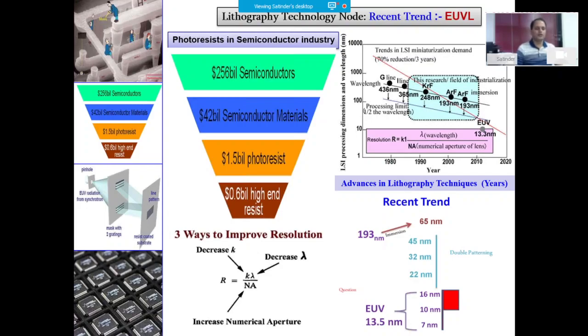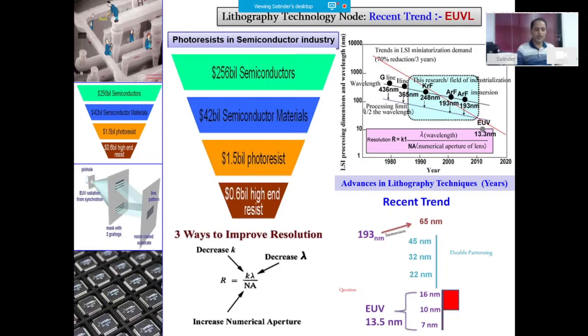Then what other option does this relation show? You can decrease k. k is basically a material parameter, and people have already worked on that to a great extent. There is only one next possibility to go for higher resolution, meaning smaller feature size: reduction of the wavelength. If you reduce the wavelength, you get higher resolution, or smaller transistors. So what are the options?